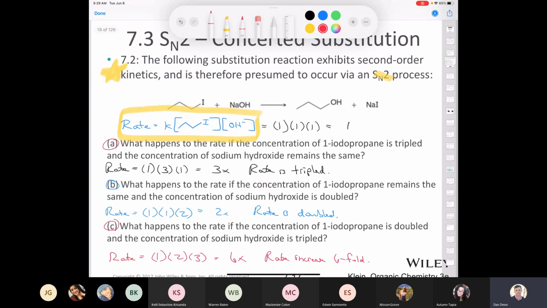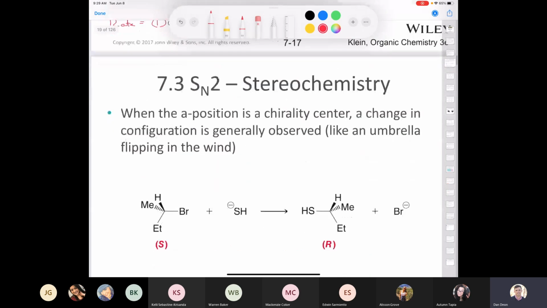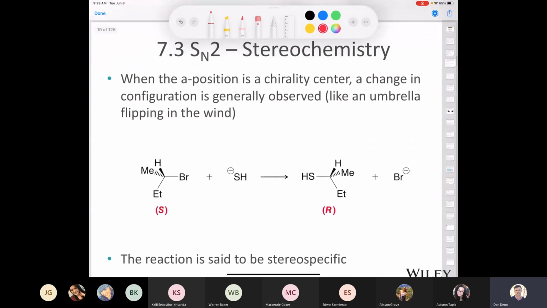But so far, we've talked about the effect of the concentration of the substrate and the nucleophile. Because it's a second order reaction, the reaction rate depends on both concentrations. Well, what about the stereochemistry of this SN2 reaction, this substitution nucleophilic bimolecular reaction? When the alpha position is a chirality center, a chiral center, a stereogenic center, whatever you want to call it, what you see is that a change in configuration occurs.